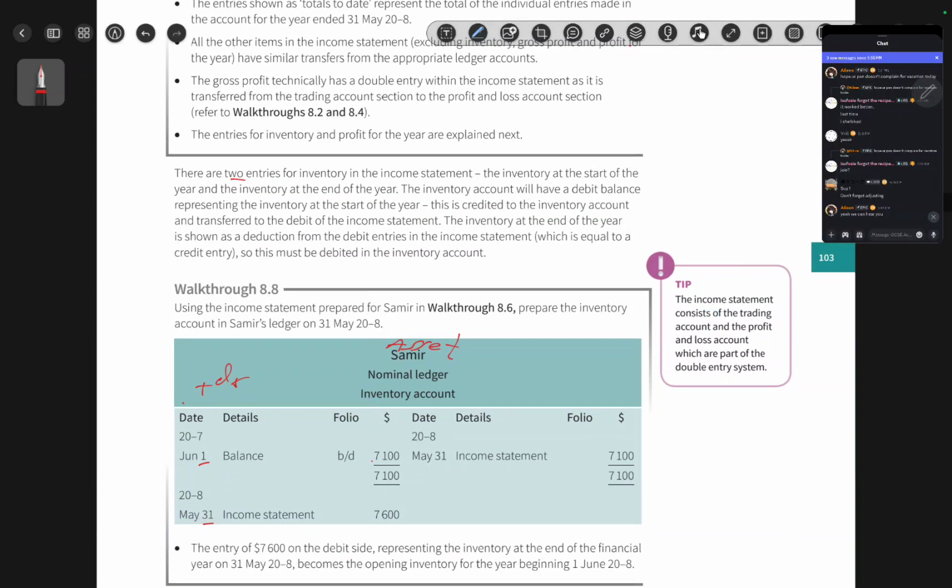So firstly, you just had your balance BD. You transfer it to the income statement. This is your opening inventory. You transfer it to the income statement. You close the account, and now you put your closing inventory. Okay, on the closing date, you just write income statement because you're transferring it to the income statement.